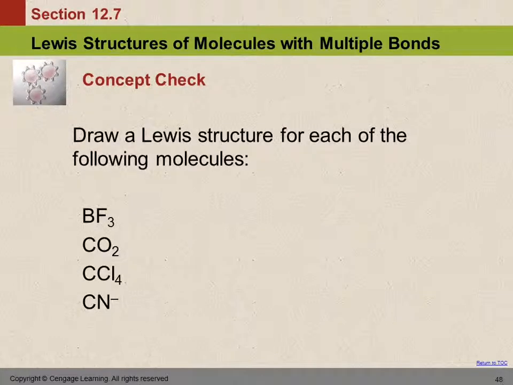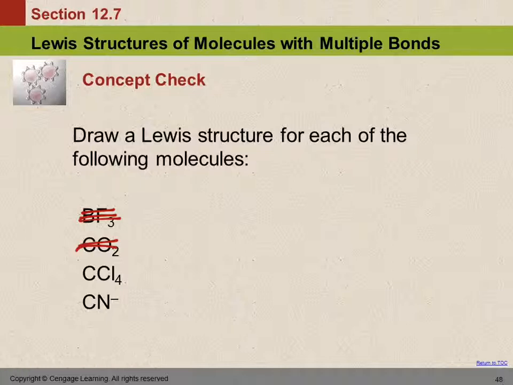Draw a Lewis structure for each of the following molecules. And yes, I know I'm going over, but we have lab next, and so that's what we do. BF3. Let's not do that one. That violates the octet rule, and I just said I wasn't going to make you do those. Well, carbon dioxide we already did, so that's done. Let's do carbon tetrachloride, CCl4.